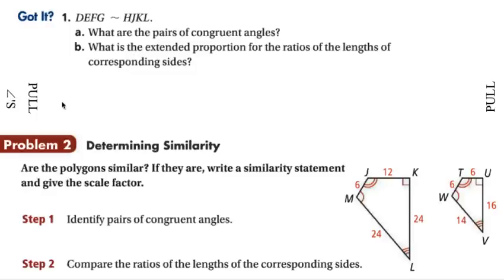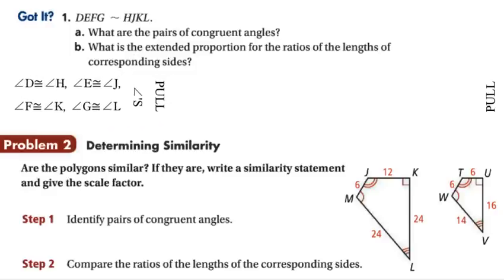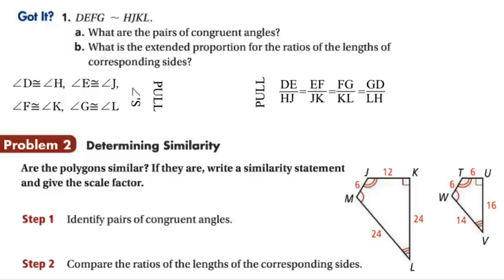All right, hope you gave that a try. Here are your congruent angle statements. D is congruent to H, E is congruent to J, F is congruent to K, and G is congruent to L. And your extended proportion should look like this. DE goes with HJ, EF goes with JK, FG goes with KL, and GD goes with LH.